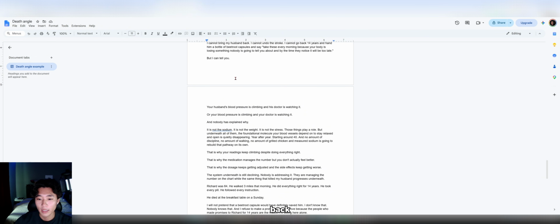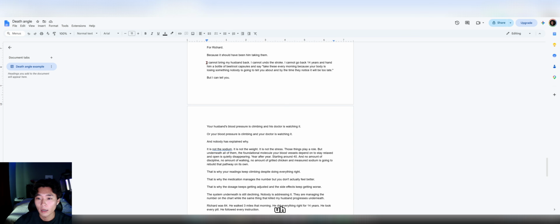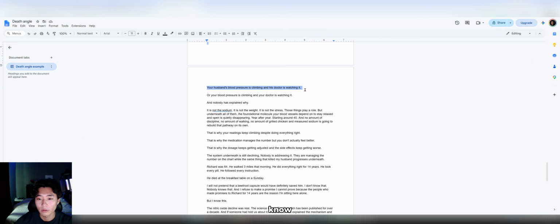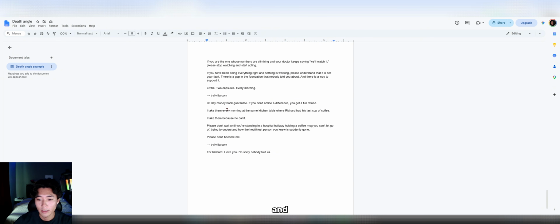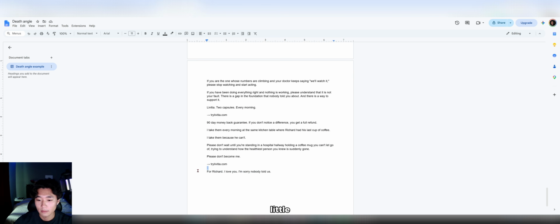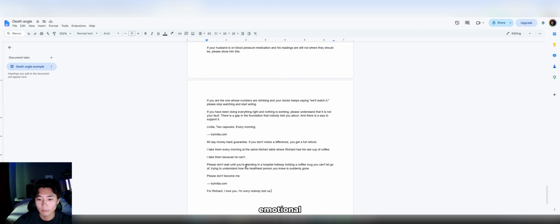And then it goes back into the emotional roller coaster of how, you know, can't bring my husband back, but you can, relating it back to the prospect overall, and restating the facts again, and then some of the CTA right here. And then the last little line just finishing off that emotional roller coaster.